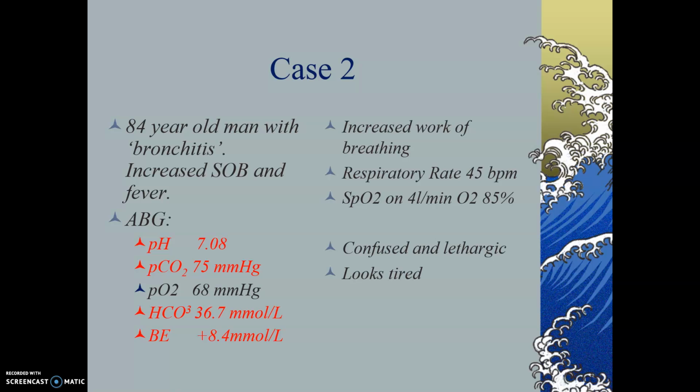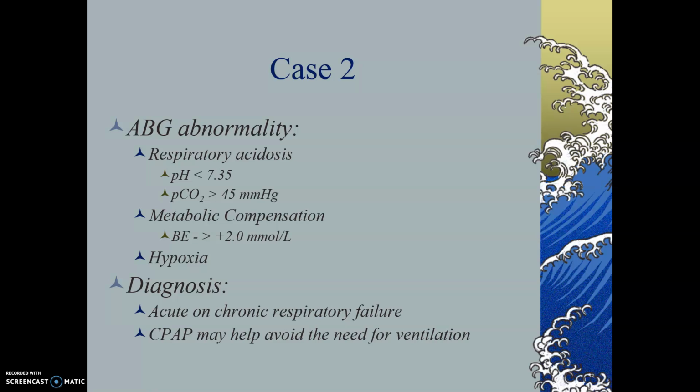The patient has an increased work of breathing, low PO2, is confused and lethargic. This patient's picture would fit with acute on chronic respiratory failure, and one of the treatments for this may be CPAP. Because the metabolic component corrects slowly but completely, you will have patients who retain CO2 and yet their pH is pretty normal because of the metabolic compensation being almost complete.